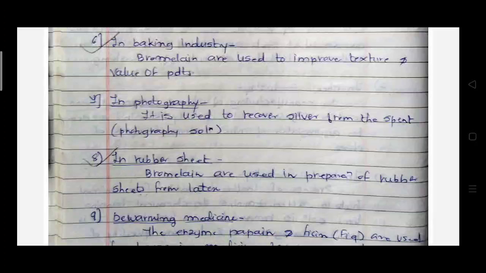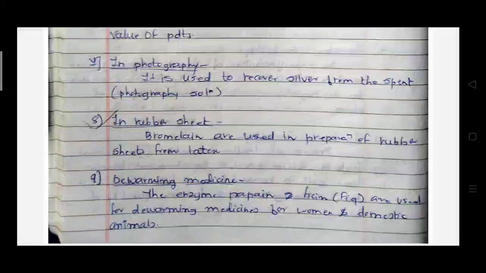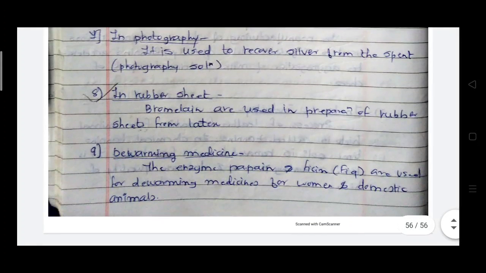Then these bromelains are also used for rubber sheets. The preparation of rubber sheets mostly takes place from the latex of plants, so these bromelains are used in this process. Also in deworming medicines, the enzymes papain and ficin are used for deworming medicines for humans and domestic animals. So these enzymes are also used in the medical industry for preparing medicines like deworming medicines. These are some of the applications of bromelains used in different industries.